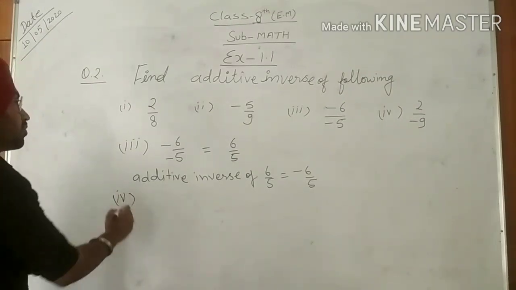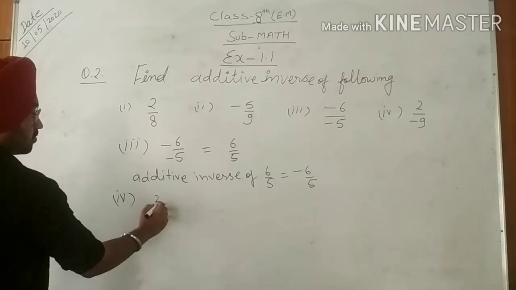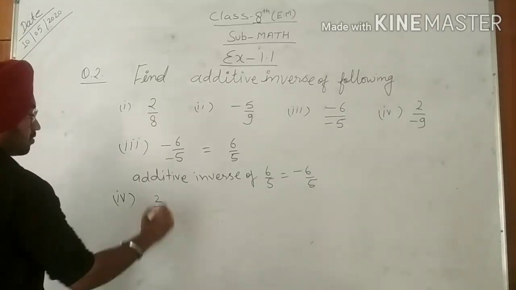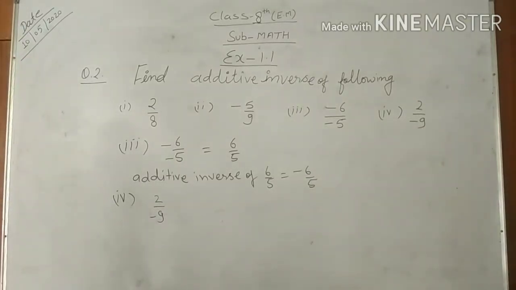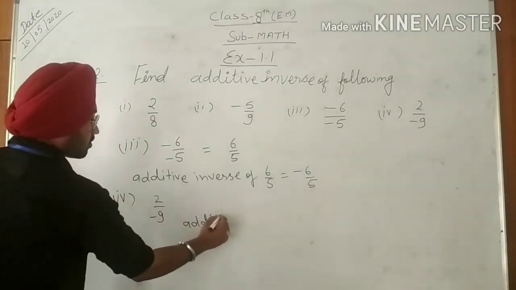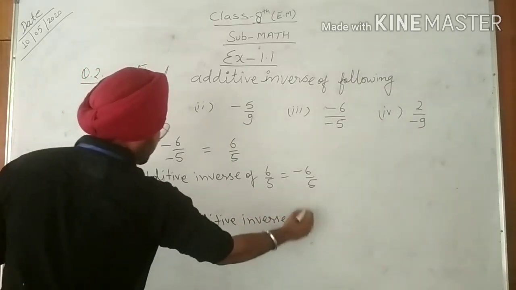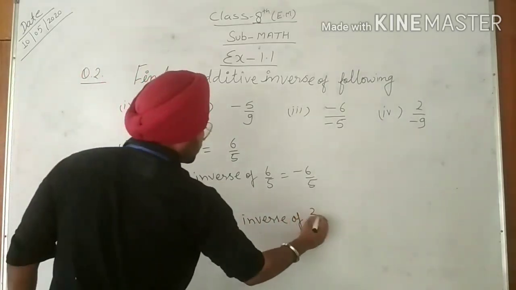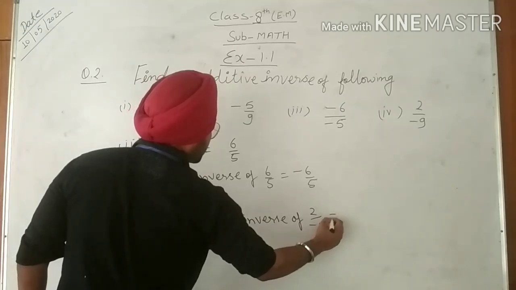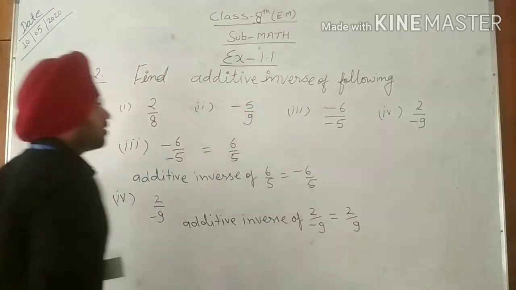Here is the next example. 2 upon minus 9. Here additive inverse of 2 upon 9 is equals to positive 2 upon 9.